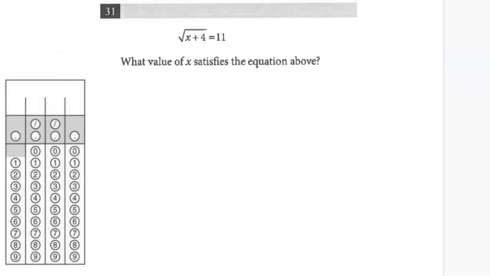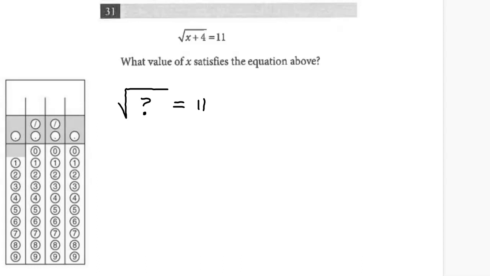All right, number 31, we start the free response. I actually included a little grid here just in case there's any issues on how you grid these bubbles in. But we start off with a radical here. The square root of x plus 4 equals 11. So a couple different ways you could solve this. Just conceptually, ignore the x plus 4 and just ask yourself, the square root of what equals 11?